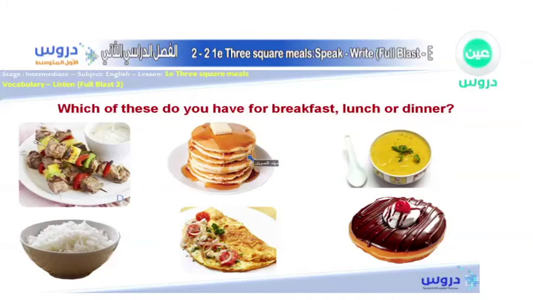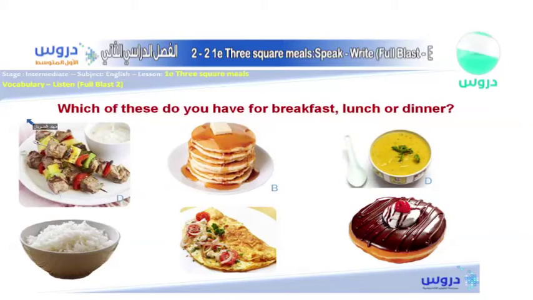What about pancakes? When do we have pancakes? Well, pancakes, we actually have it for breakfast. That's right. So we're going to write breakfast, which is a B. What about soup? Soup is usually something we have, especially because it's very light, for dinner. That's right, dinner.